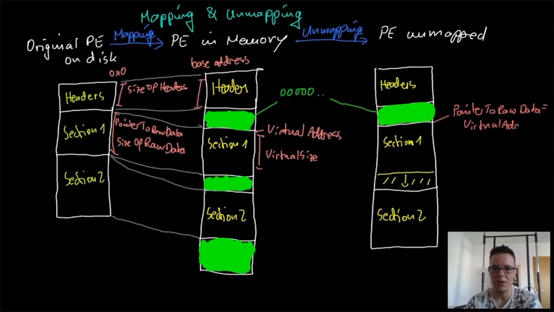So also you will adjust the section sizes so that they are written continuously on disk, and for doing that you can simply calculate the virtual address of section 2 minus virtual address of section 1 for the new size of raw data. So VA is virtual address, section 2 minus section 1. That's the new size of raw data then.